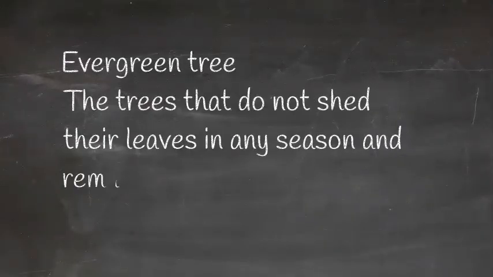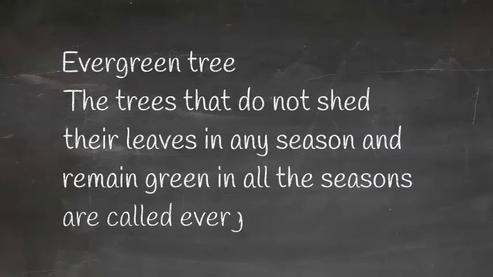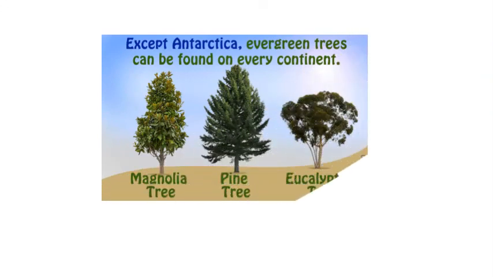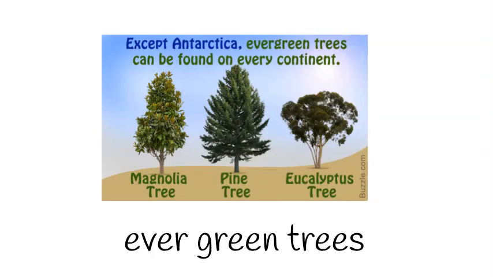Evergreen trees. The trees that do not shed their leaves in any season and remain green in all the seasons are called evergreen trees. Except Antarctica, evergreen trees can be found on every continent.